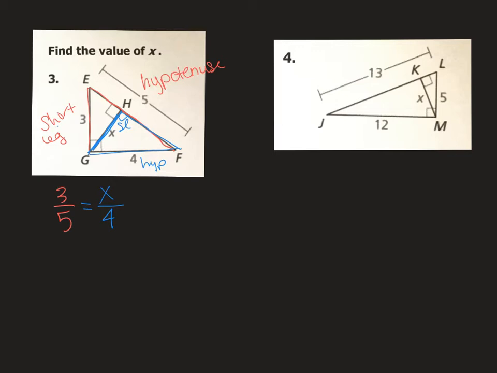So I'm just cross multiplying. So 5x, 3 times 4 is 12. When I divide, I just leave it as 12 over 5 because that doesn't simplify. If it told you to round to the nearest whatever, then you can write it as a decimal. Otherwise, leave it as a fraction. Sometimes it's a fraction, sometimes it's a whole number.